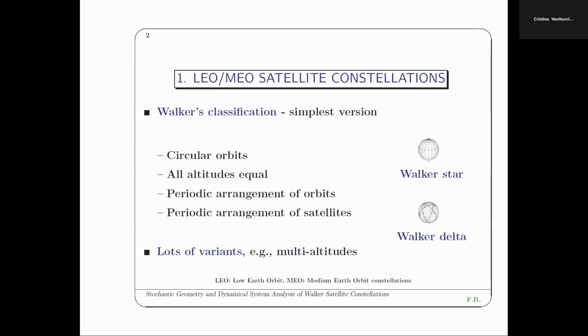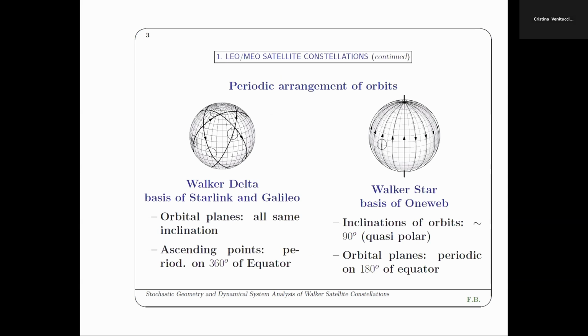Okay, so I didn't take it for granted that you would know what the Walker classification is. I will describe it. There is the star, the delta, and I will not give the full blown description. I will just look at the case of circular orbits, one altitude. Sanjoy discussed the multi-altitude case, which is very important for most constellations. And there are lots of variants that I will not describe. And so these pictures sort of describe what these guys are.